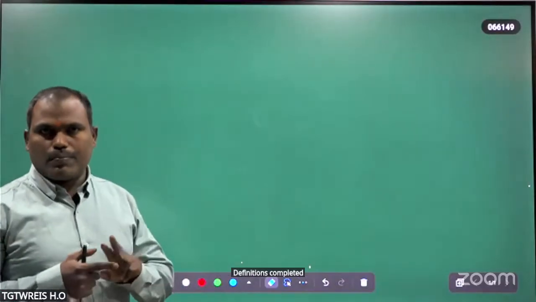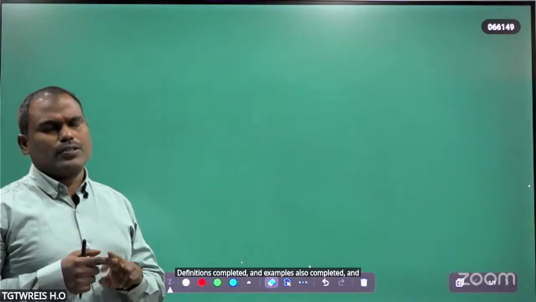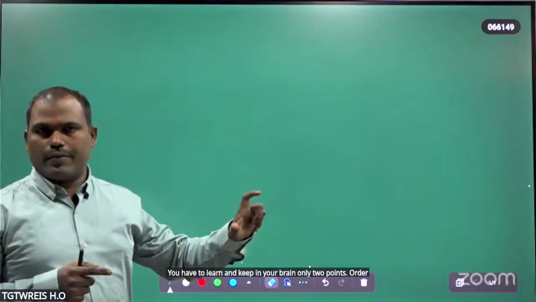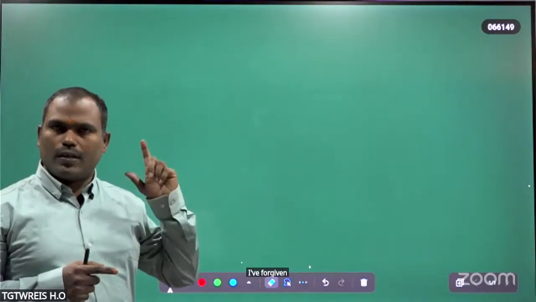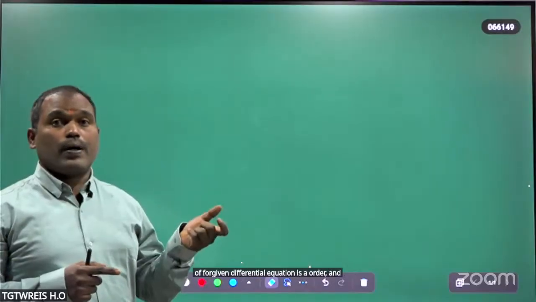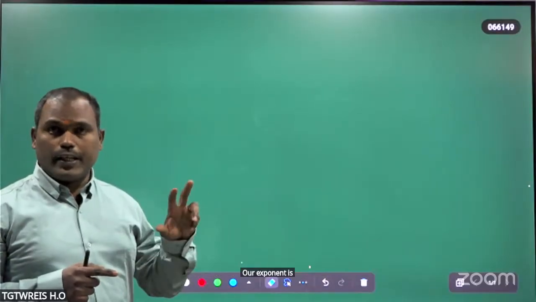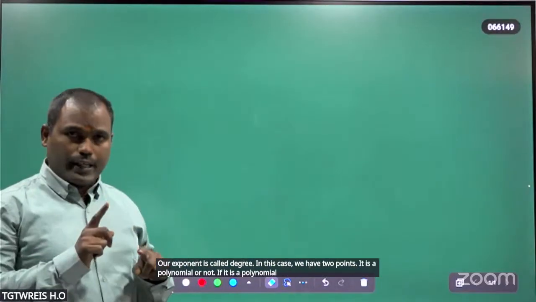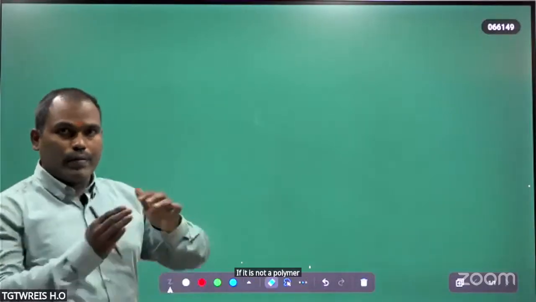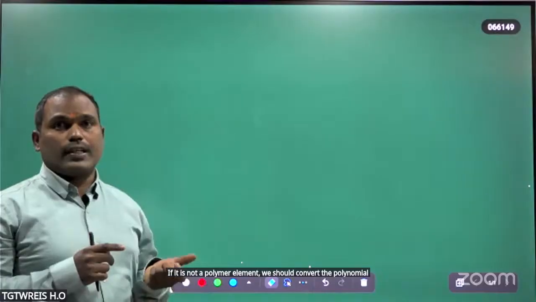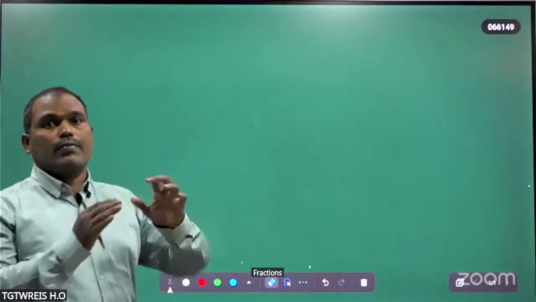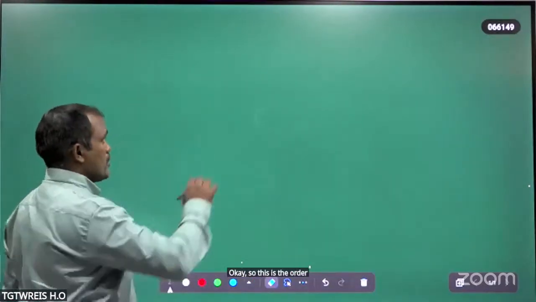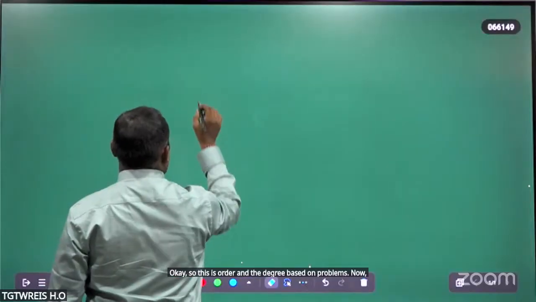Order and degree definitions are completed and examples also completed. For EAMCET and Mains, you just have to learn and keep in your brain only 2 points. Order means highest derivative of the given differential equation, and the power or exponent of the highest derivative is called degree. In this case, we have 2 points: is it a polynomial or not? If it is a polynomial, then we can write as it is. If it is not a polynomial, we should convert it to a polynomial. How can you decide? If a power or fraction form is there, we should convert to natural number form. Okay. So this is order and degree based on problems. Now variable separable based on problems.